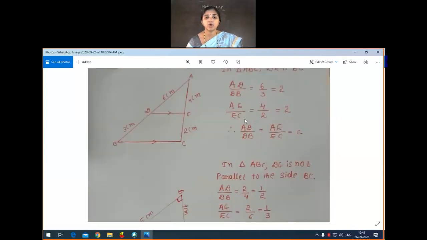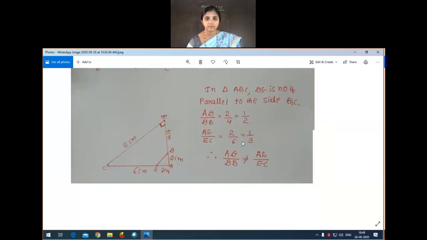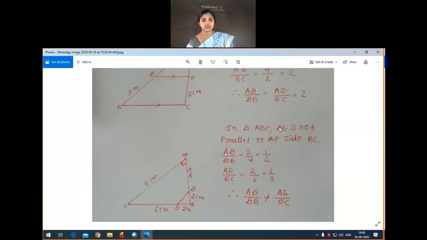Now we'll move on to the third condition. This is the third condition now. Look at the third condition. Wait one minute, I'll mark this one.